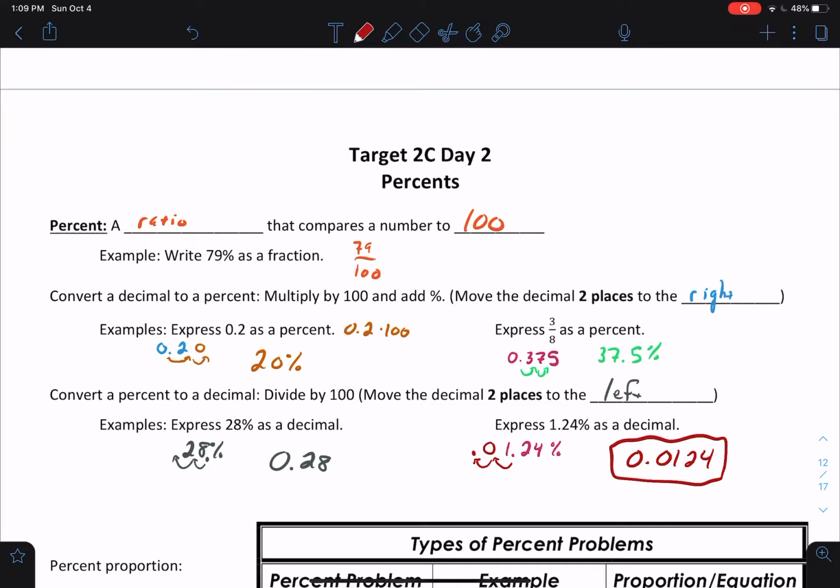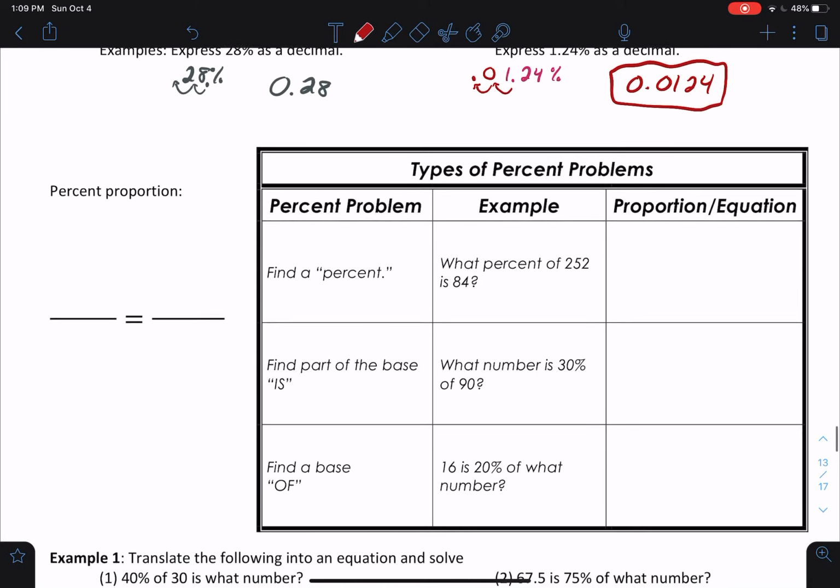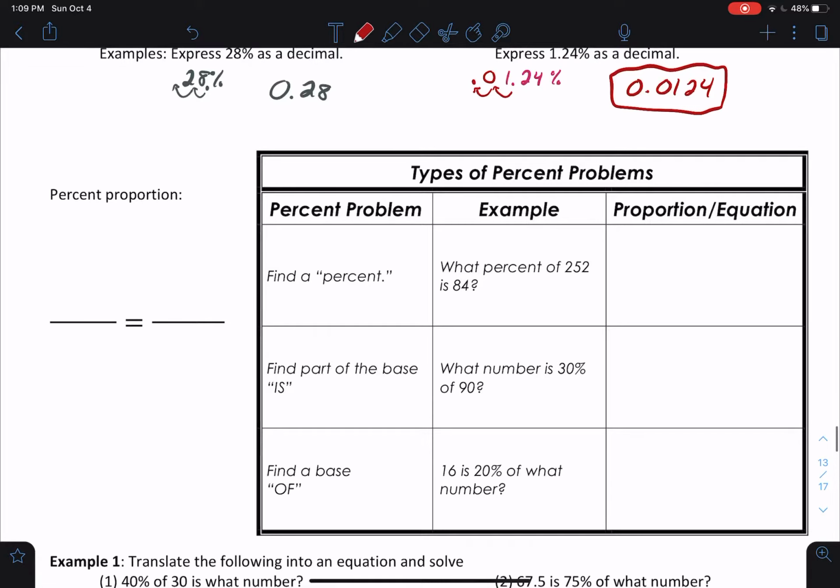And so there's such a thing as a percent proportion, which we can use to solve some problems. In the percent proportion, your percentage is always going to be out of 100, and that's going to equal is, which is the part, over of, which is the whole. So what does that mean? What type of percent problems could we be dealing with? Well, we could find the percent.